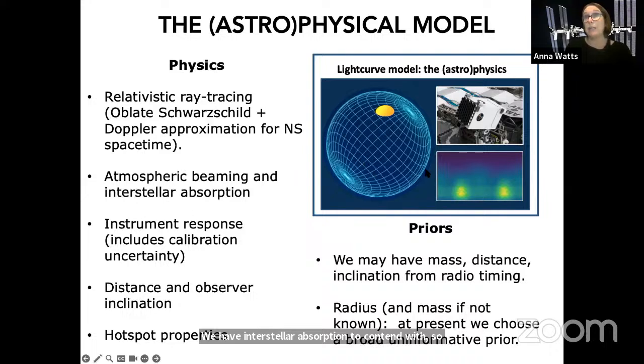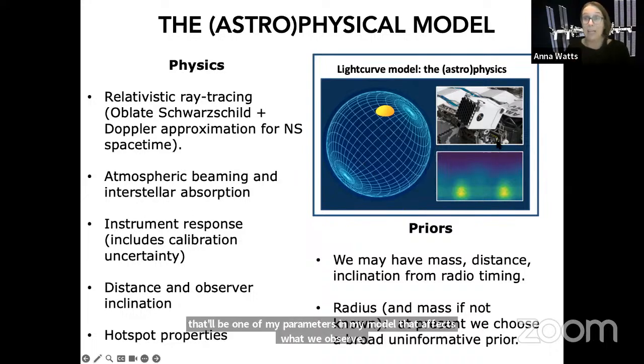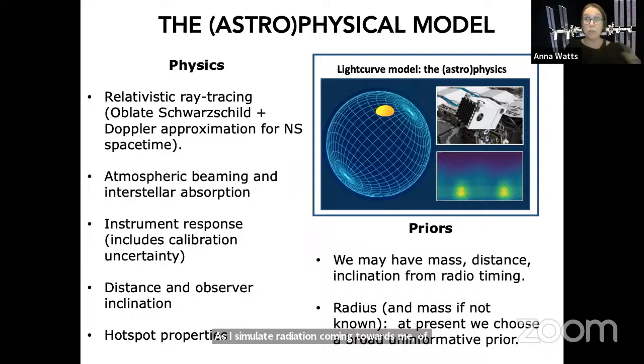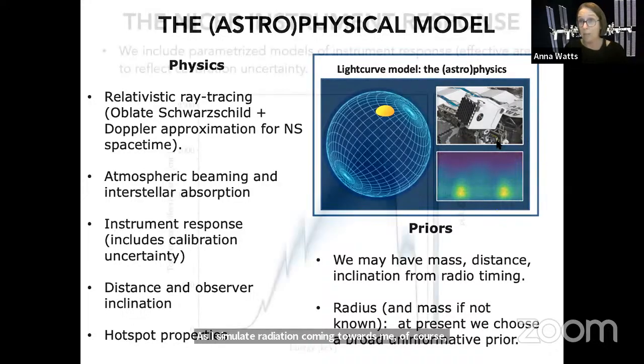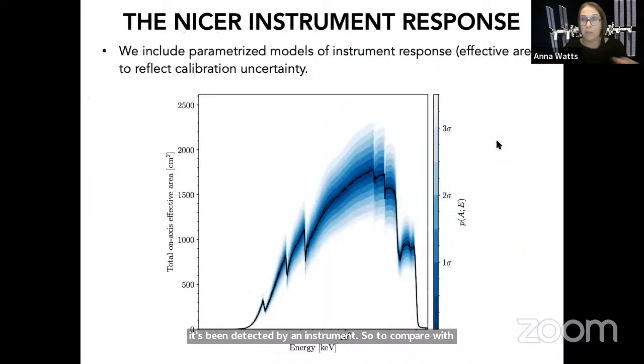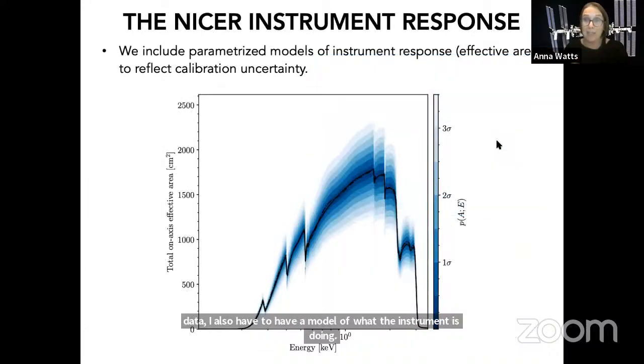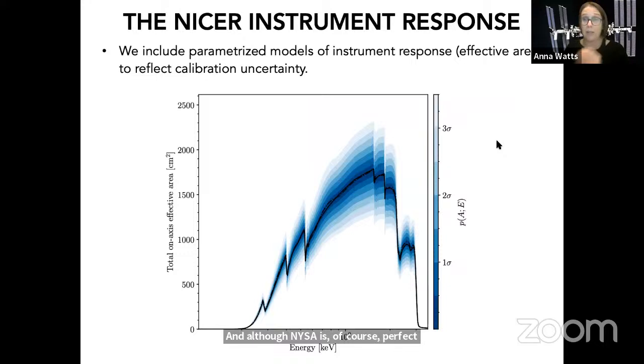As I simulate radiation coming towards me, of course, it's being detected by an instrument. So to compare with data, I also have to have a model of what the instrument is doing. And although NICER is, of course, perfect, our understanding of it is not necessarily so. And so there's some uncertainty, for example, in the effective area of the instrument at different energies. So this is also something that we include in the model to take account of that uncertainty.